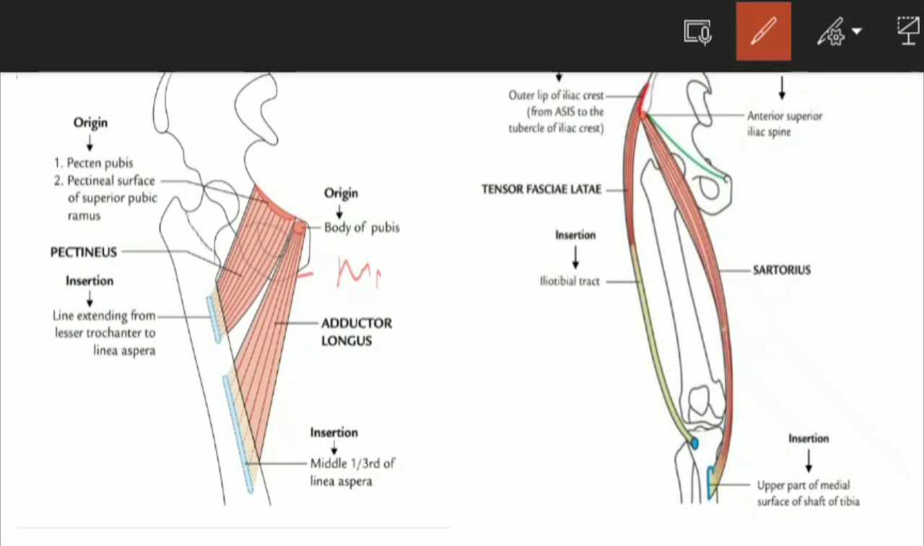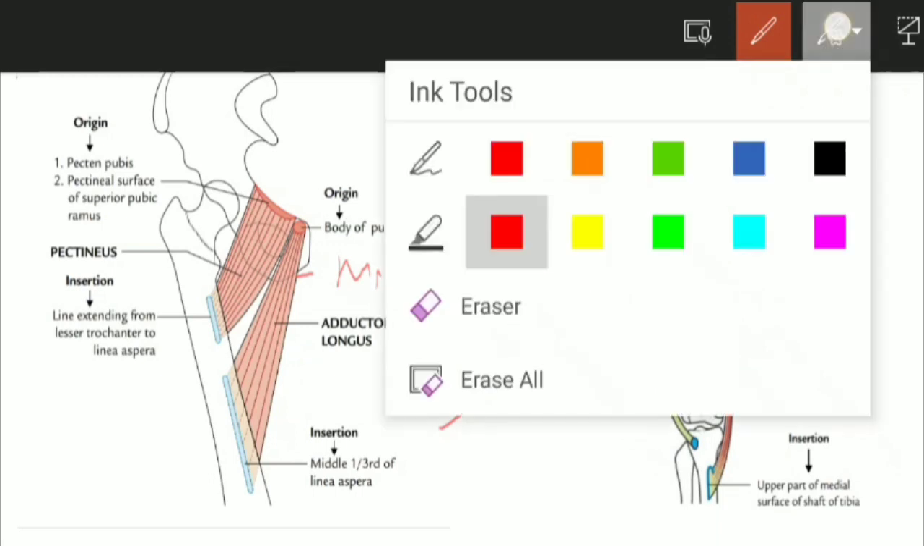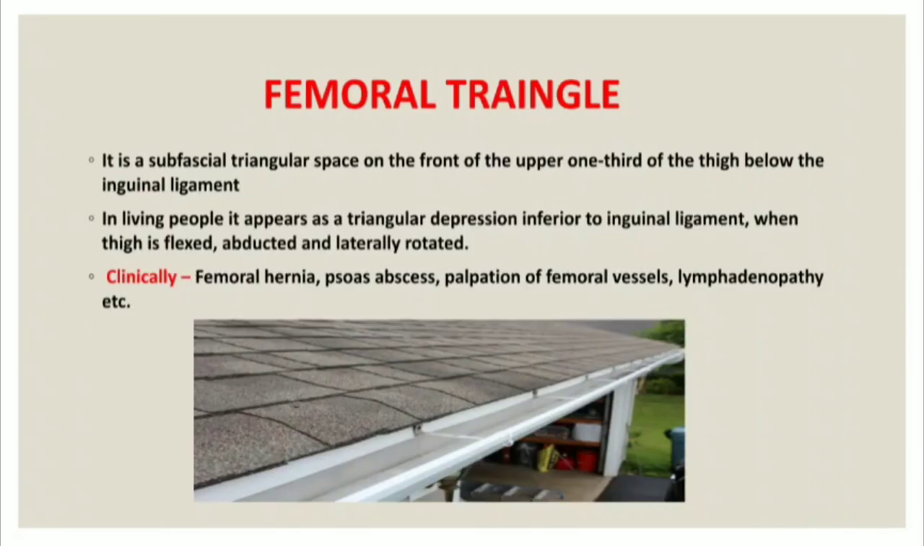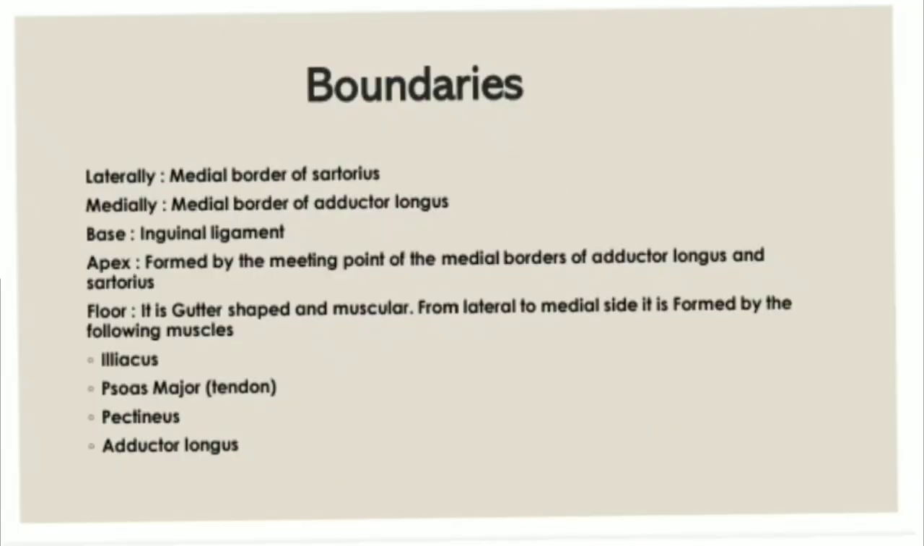This muscle flips like this. This medial border will come like this. Can you understand? Till here the medial border is here. Once it reaches the triangle, the medial border comes to this side. It flips to this side. For that reason only, we have the medial border instead of the lateral border. We can see the boundary has the medial border of the adductor longus muscle.